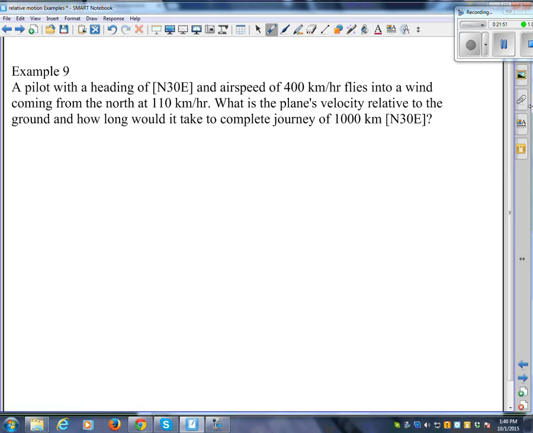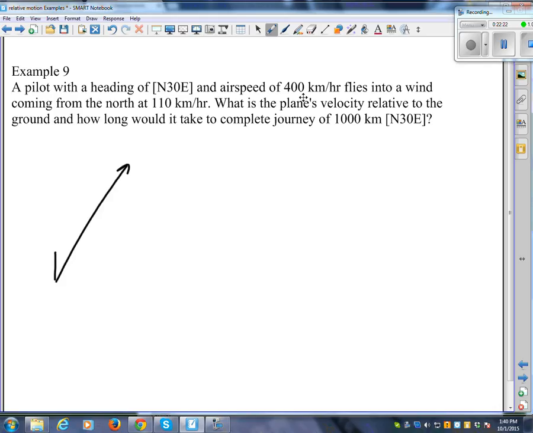Anyways, a pilot with a heading of north 30 east and an airspeed of 400 kilometers per hour flies into a wind coming from the north at 110. What is the plane's velocity relative to the ground, and how long would it take to complete a journey of 1,000 kilometers at north 30 east? Okay, now, there's a problem here. The pilot is heading at north 30 east, and the airspeed is 400.